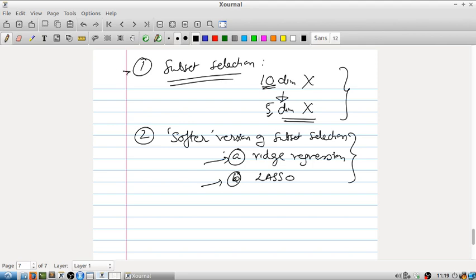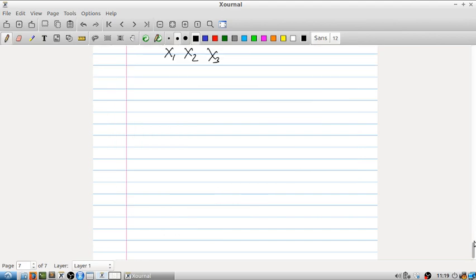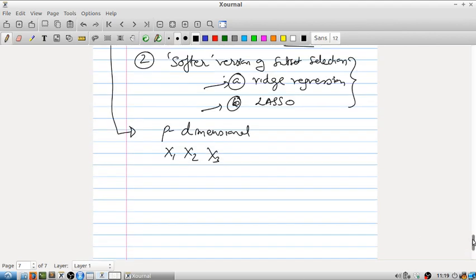Okay, so what is subset selection? It's a very straightforward technique. Let's say, as I said, our x is p-dimensional. Let's consider all subsets of our features. So how many subsets can there be? Let's say x1, x2, and x3 are the three coordinates of my input variable, so p is equal to 3 here.